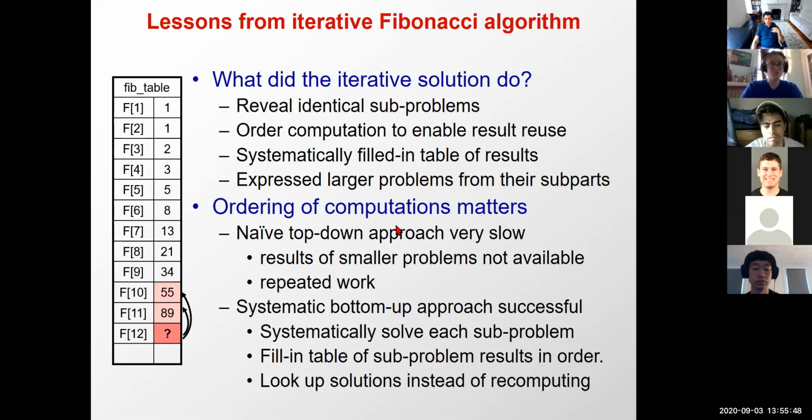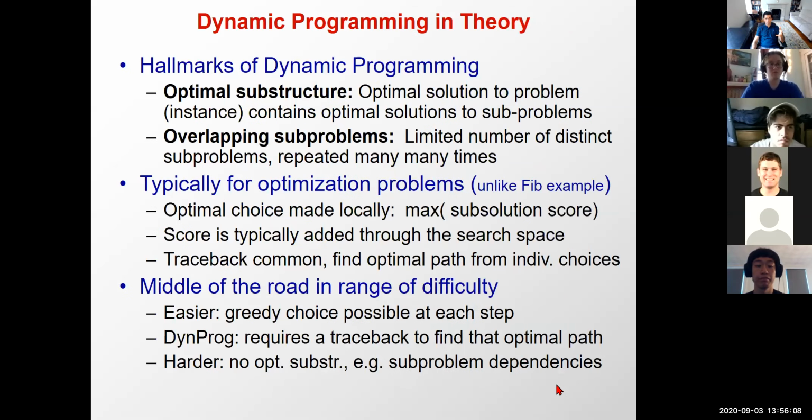And the ordering of the computation matters. The naive top-down approach was very slow, and the results of the smaller problems were not available. So there was a lot of repeated work. But for the systematic bottom-up approach, we were successful because we systematically solved each subproblem. We filled in the table of subproblem results in order, and we looked up the solutions instead of recomputing them each time. So these are the hallmarks of dynamic programming.